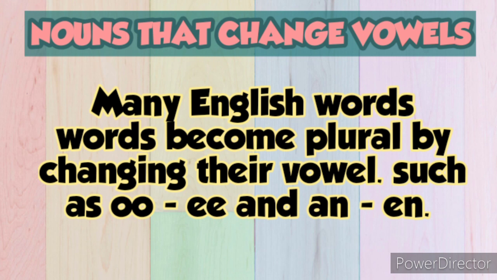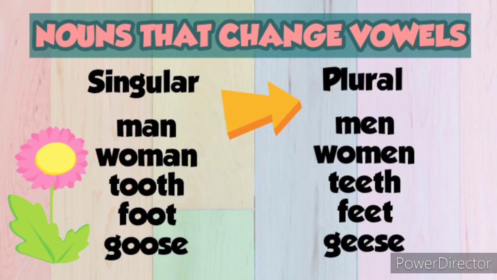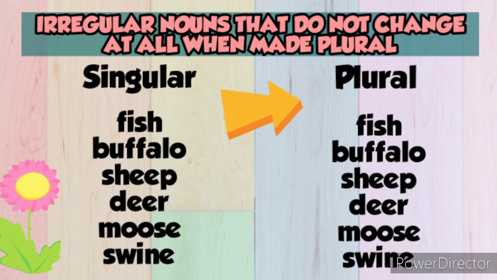Nouns that change vowels. Many English words become plural by changing their vowel, such as OO to EE and AN to EN. For examples, irregular nouns that do not change at all when made plural.